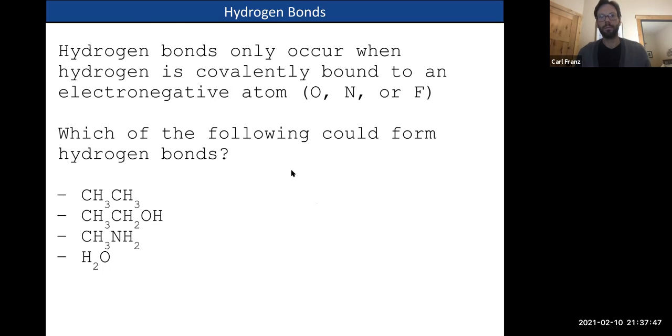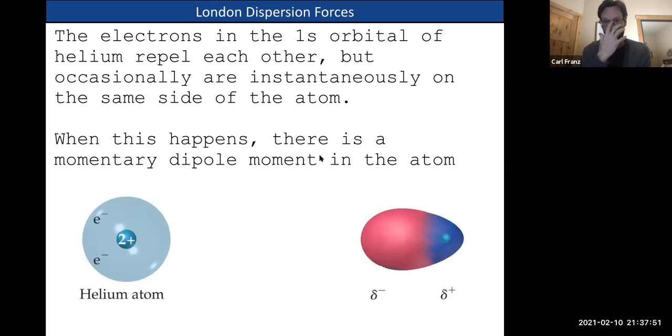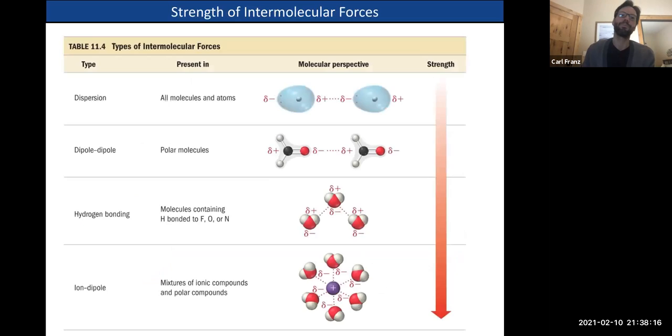So just be familiar with hydrogen bonding with these intermolecular forces. London dispersion, again, those are the weakest of the weaker interactions between molecules. And it's because of this momentary dipole moment. At any given point in the electron cloud, the electrons may have an imbalance on one side, giving it a partial charge, a momentary charge that will then attract it to another molecule.